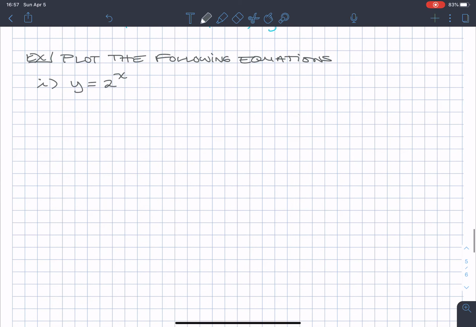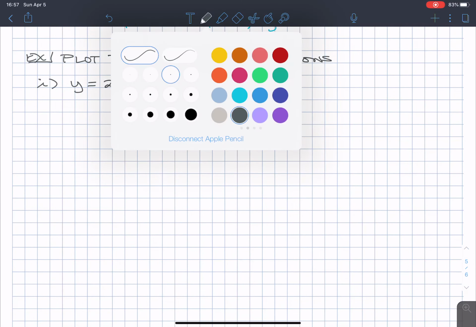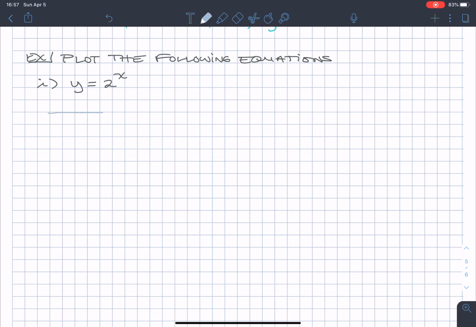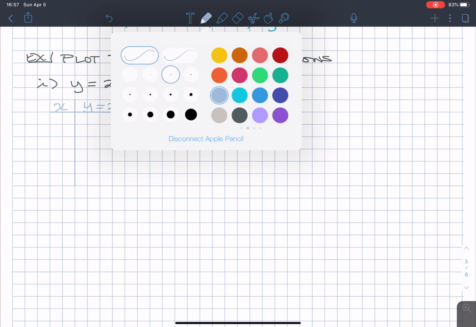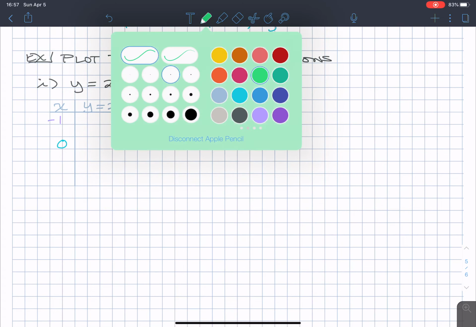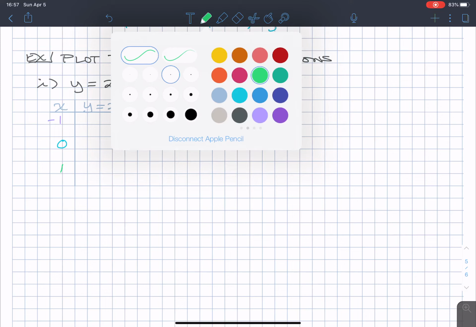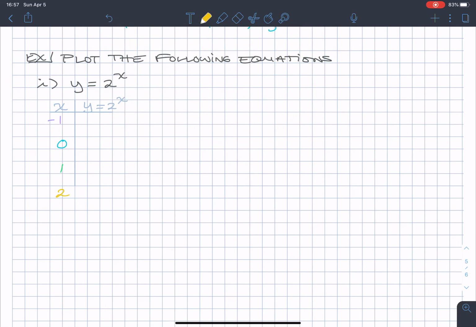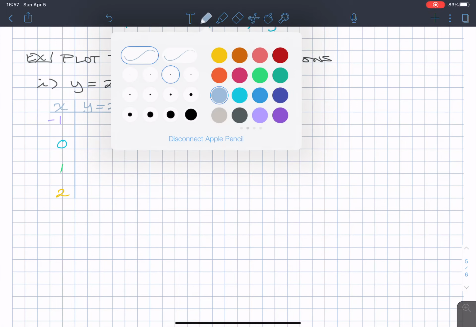So the way we start out with this is called a t-chart. So I make a t, and I have values for x, and I have values for y, which is 2 to the x. So I usually start with negative 1, then 0, then 1, and then 2. Not sufficient. Okay, so what do I mean by that? So those are the values I'm going to plug in for x.